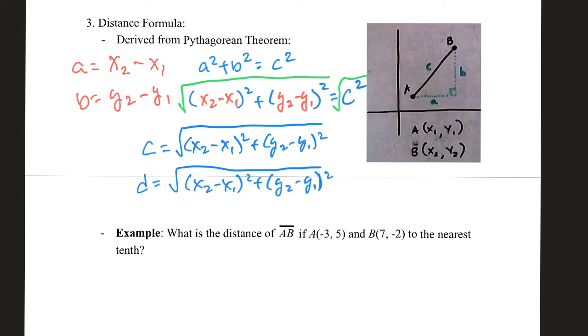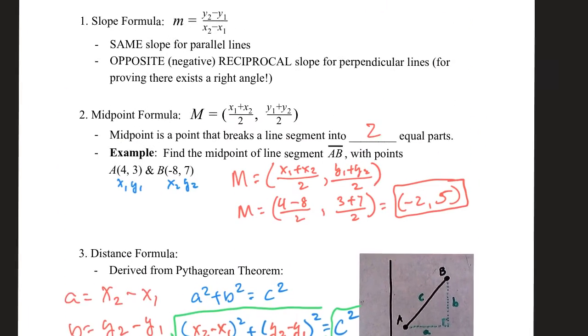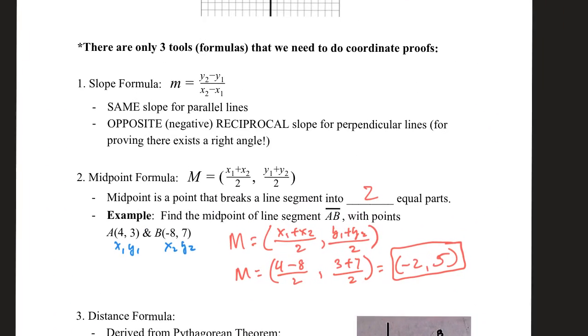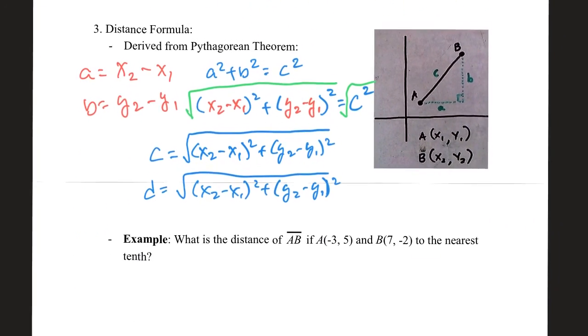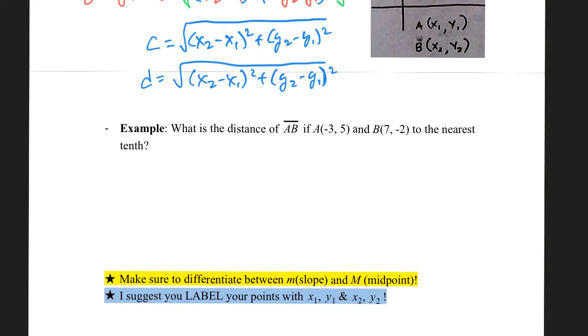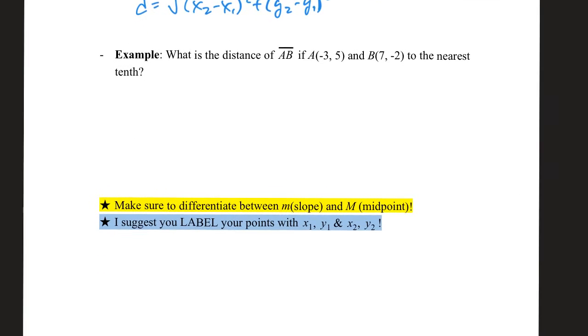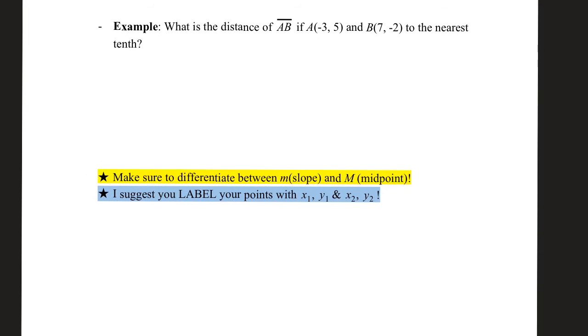Now notice, this looks daunting, but we have x2 minus x1, y2 minus y1. Well, that looks familiar to us because we've already done it way up here in the slope formula, didn't we? You've already worked with situations where you have to do the difference of your x's and the difference of your y's. So it's just in a different format. So don't be afraid. It looks like, oh my gosh, there's a big long radical, but you've already used this stuff. It's just in a different format.